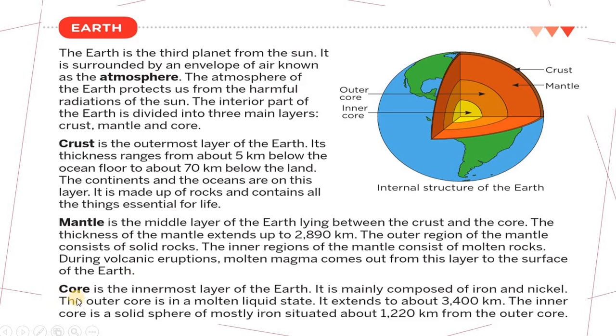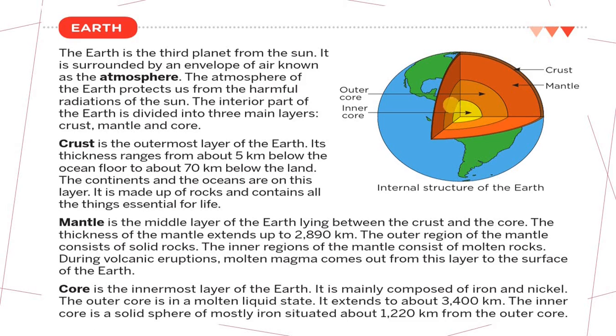Last but not the least is the core. Core is the innermost layer of the earth. It is mainly composed of iron and nickel. These are the two main components of the core, iron and nickel. The outer core is in a molten liquid state. This is the outer core. It is in a molten liquid state. It extends to about 3,400 kilometers. So this distance is 3,400 kilometers.